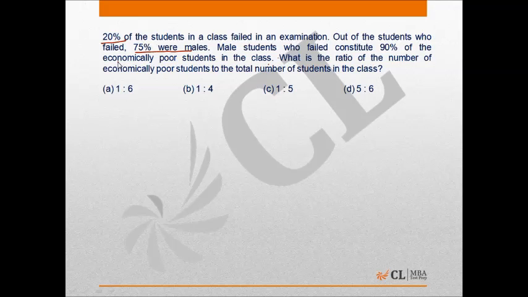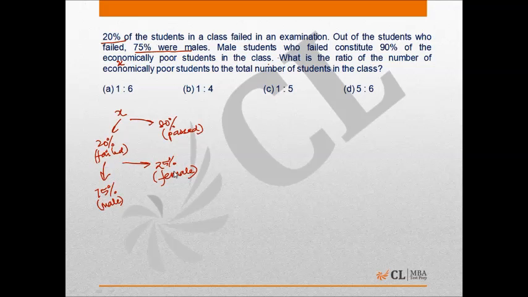So let's say there were a total of X students in the class, out of which 20% failed, which means of course 80% passed, though they have not asked anything about the passed students. Out of this 20% who failed, 75% are male, which means the remaining 25% are female.